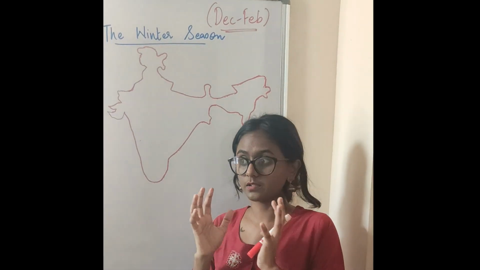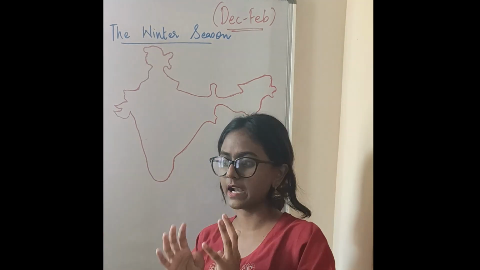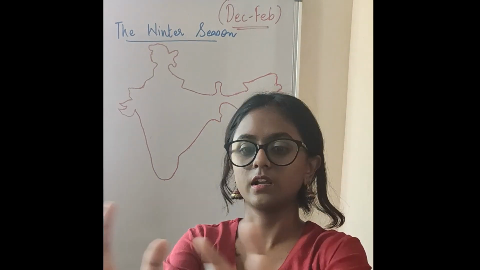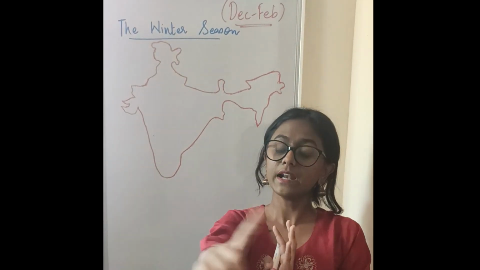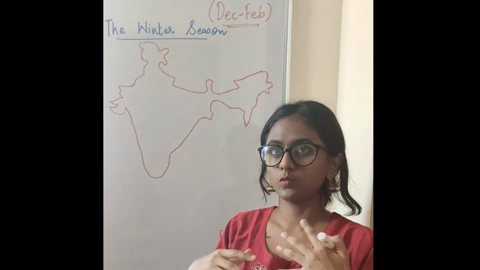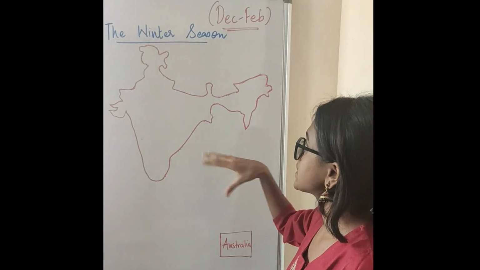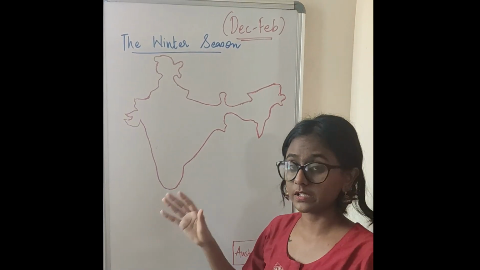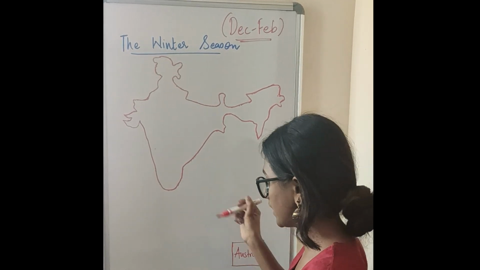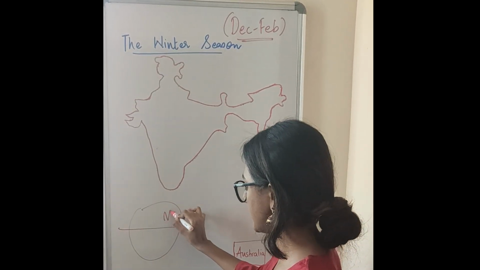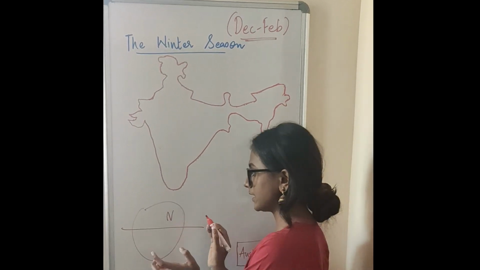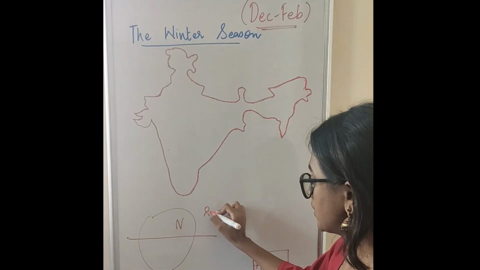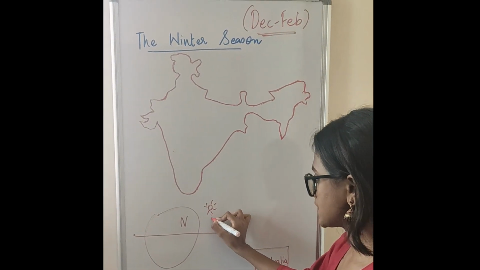You people know that the earth moves around the sun, right? It rotates and it revolves around the sun. So in one year it will go one full circle around the sun and come back. When that happens, for some part of the time the sun will be closer to the northern hemisphere. Now we know that India is in the northern hemisphere, correct? India is in the northern hemisphere. As the earth keeps revolving around the sun, sometimes the northern hemisphere will be closer to the sun.